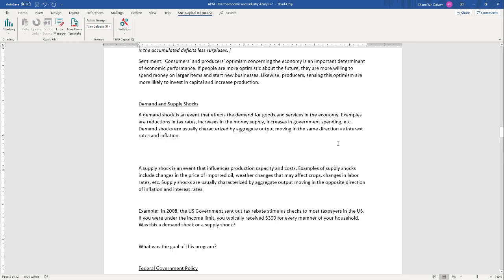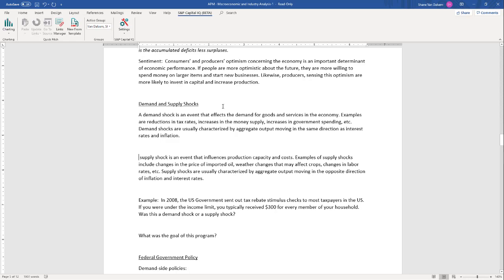Our current health situation, the coronavirus situation, would also follow the definition of a demand shock, because demand shocks are usually characterized by aggregate output moving in the same direction as interest rates and inflation. Not going to really touch on inflation, but certainly we have interest rates falling. We also have the demand for products and services probably falling, other than for things like toilet paper. There seems to be a lot of demand for that.